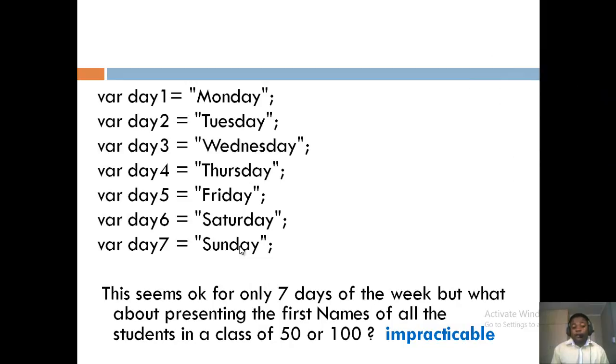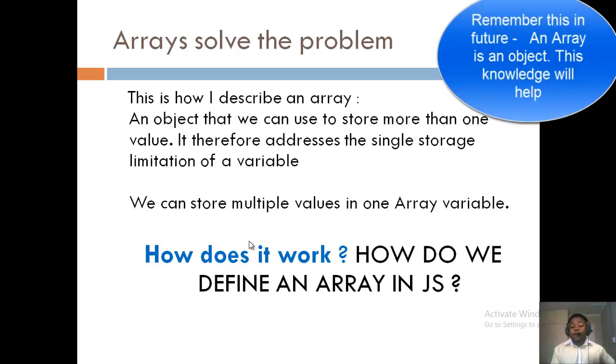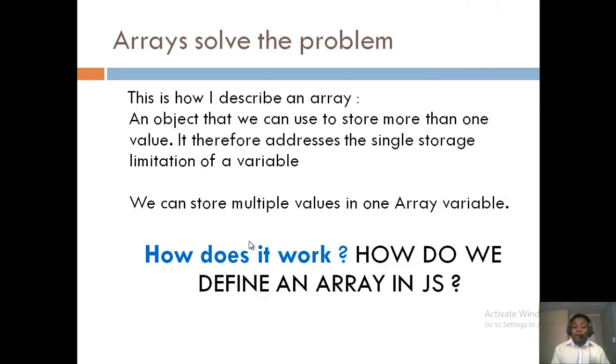So then, what is the way forward? Well, that is why arrays are here. So this is how I describe an array. An array is basically an object that we can use to store multiple values. So instead of just storing one value, we can store more than one value in one single array variable. So that will be the way to go. That is how arrays are described and how you can basically get an idea of why arrays are very important. They solve the storage limitation of just one value that we have with a variable.